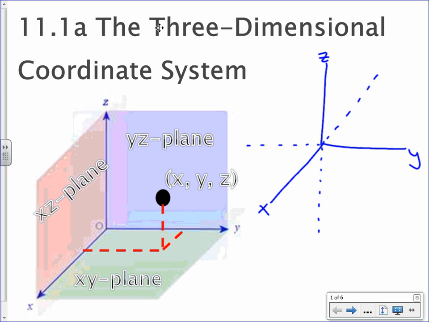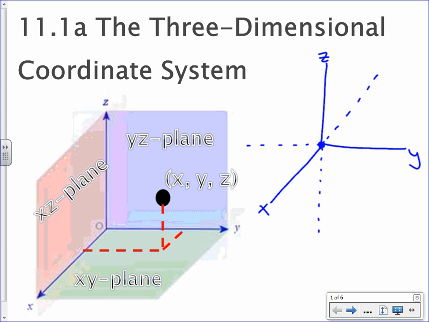Now, why did I draw these lines half solid, half dotted? Where I drew the solid part of the axes, that's the positive side. The dotted side would be the negative side of the axis. So, here's our origin at (0, 0, 0).